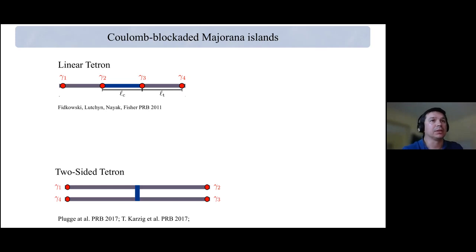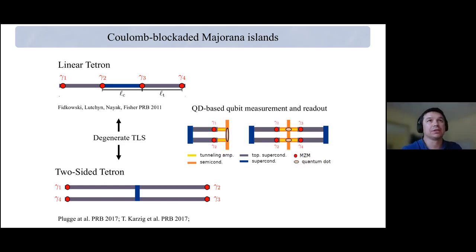And later on, Plugge and collaborators, and also Karzig and collaborators, defined how to control this degeneracy and how to do projective measurements. And so that's another key step. It was shown in these two papers that one can use a quantum dot to do the readout of Majorana parity at one of the ends of the wire.